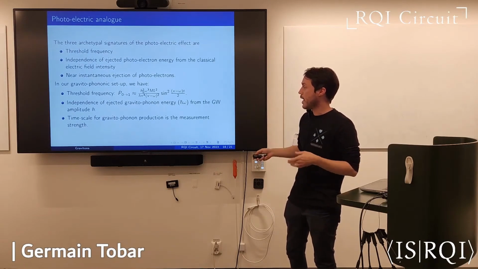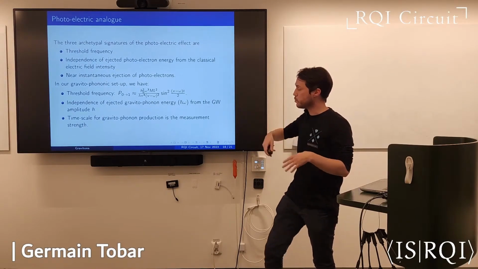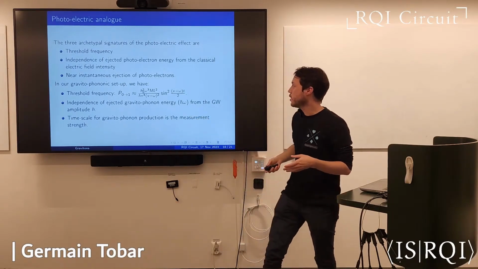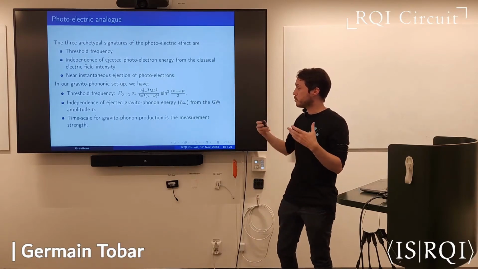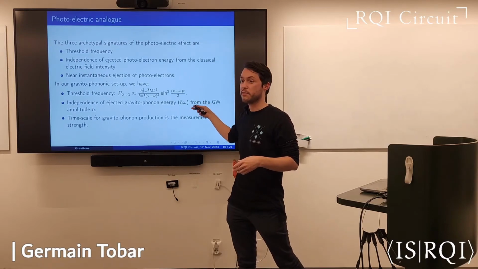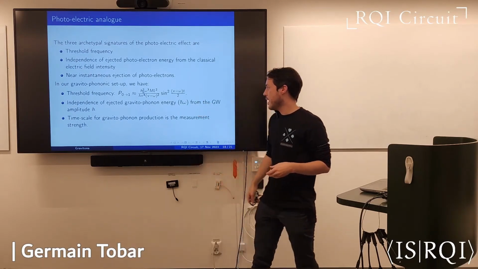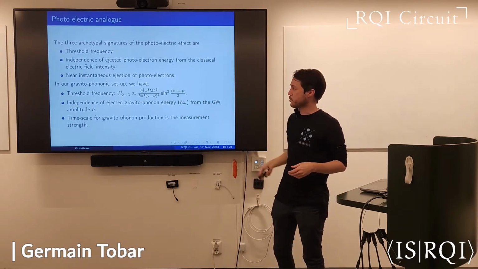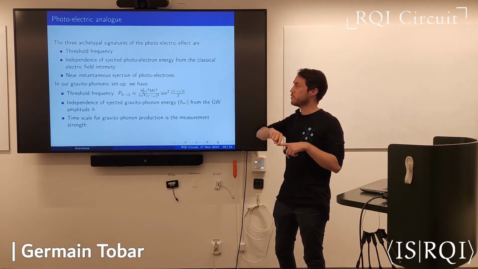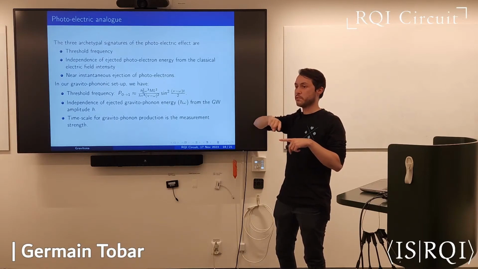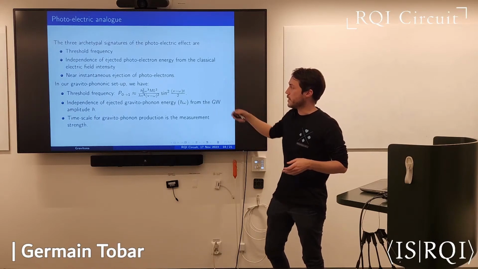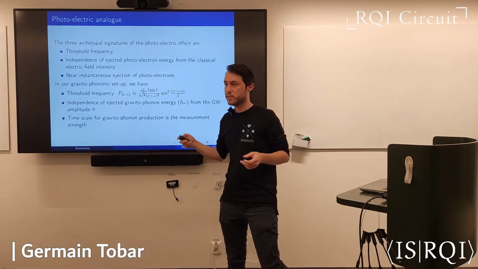And you have that when you collapse the system to the n=1 Fock state, the produced gravitophonon energy is independent of the classical gravitational wave field amplitude. And in our case, the timescale for the gravitophonon production is the measurement strength. So that's the timescale for the collapse to occur, which is the analog of the timescale for photoelectrons to be produced.